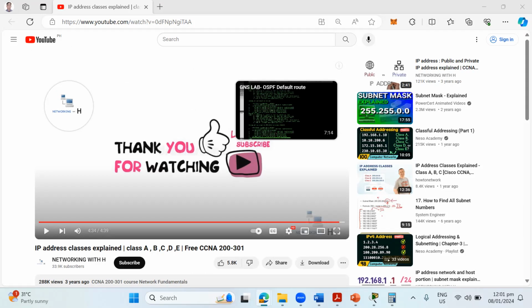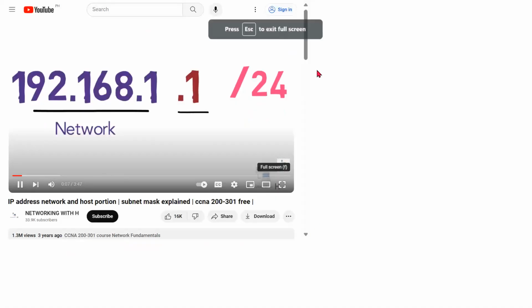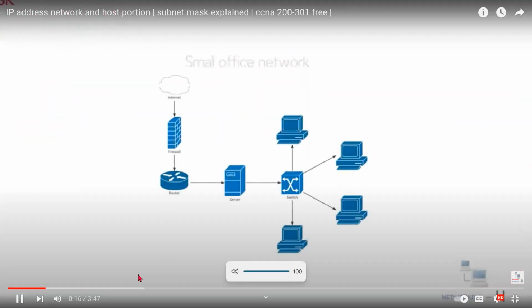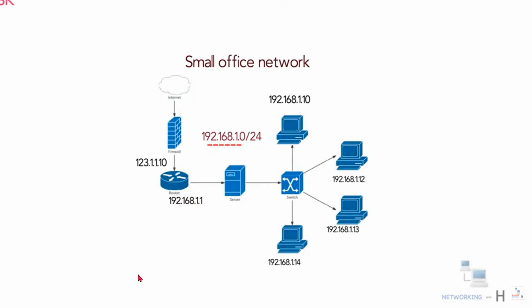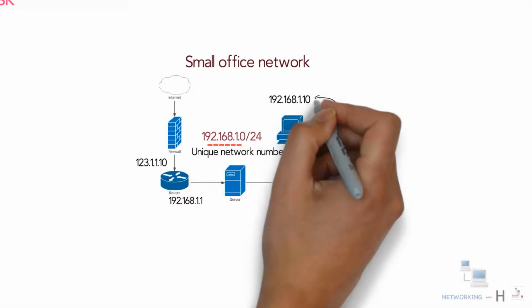Hello everyone. In today's session of CCNA series, I'll discuss about IPv4 address, network, and host portion. Also, we'll discuss about subnet mask. Each network running TCP/IP must have a unique network number, and every machine on it must have a unique IP address.